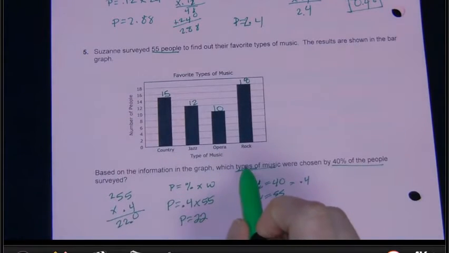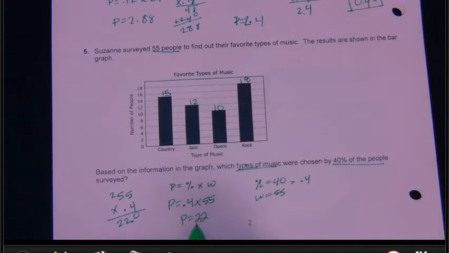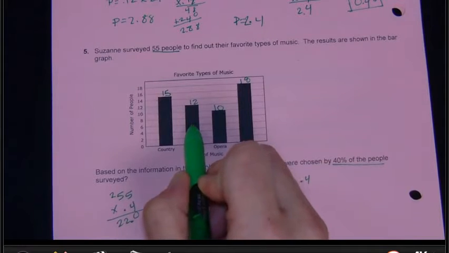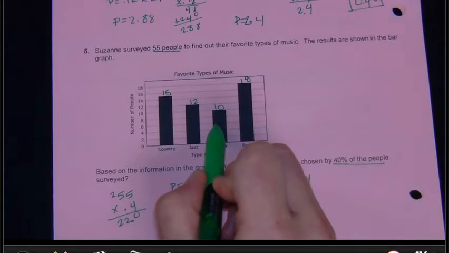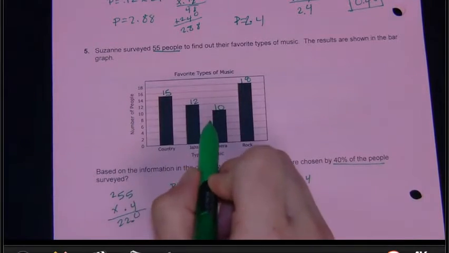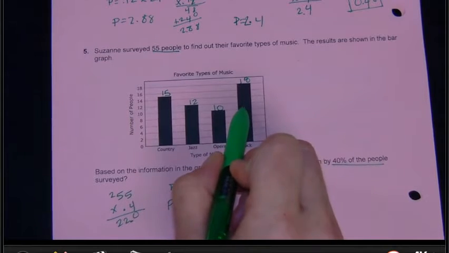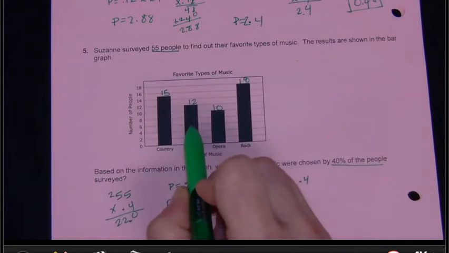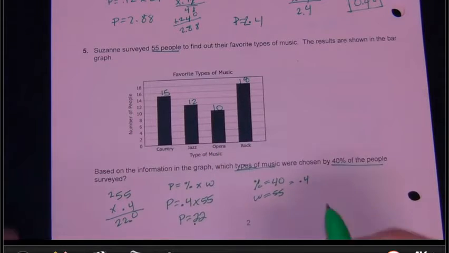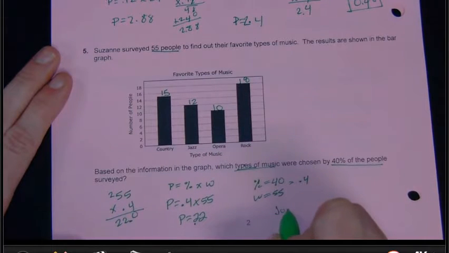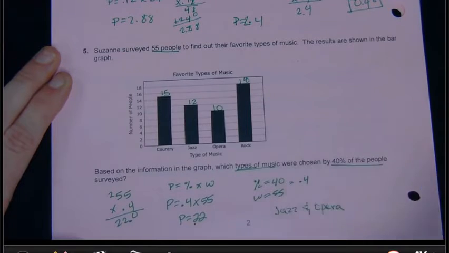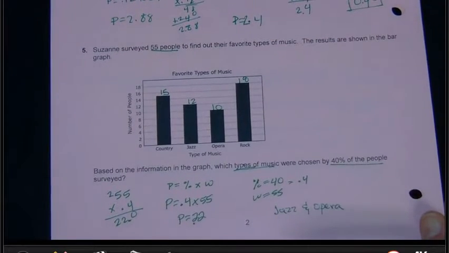Well, I know that I have to have 2, and both of them have to add up to be 22. Well, 15 and 12, well, that's 27. 12 and 10 is 22, okay? 10 and 15 is 25. 10 and 18 is 28. 18 and 12 is 30, and then 18 and 15 is well more. So the only 2 that are possible chance to be chosen for 40% is jazz and opera. Jazz and opera.